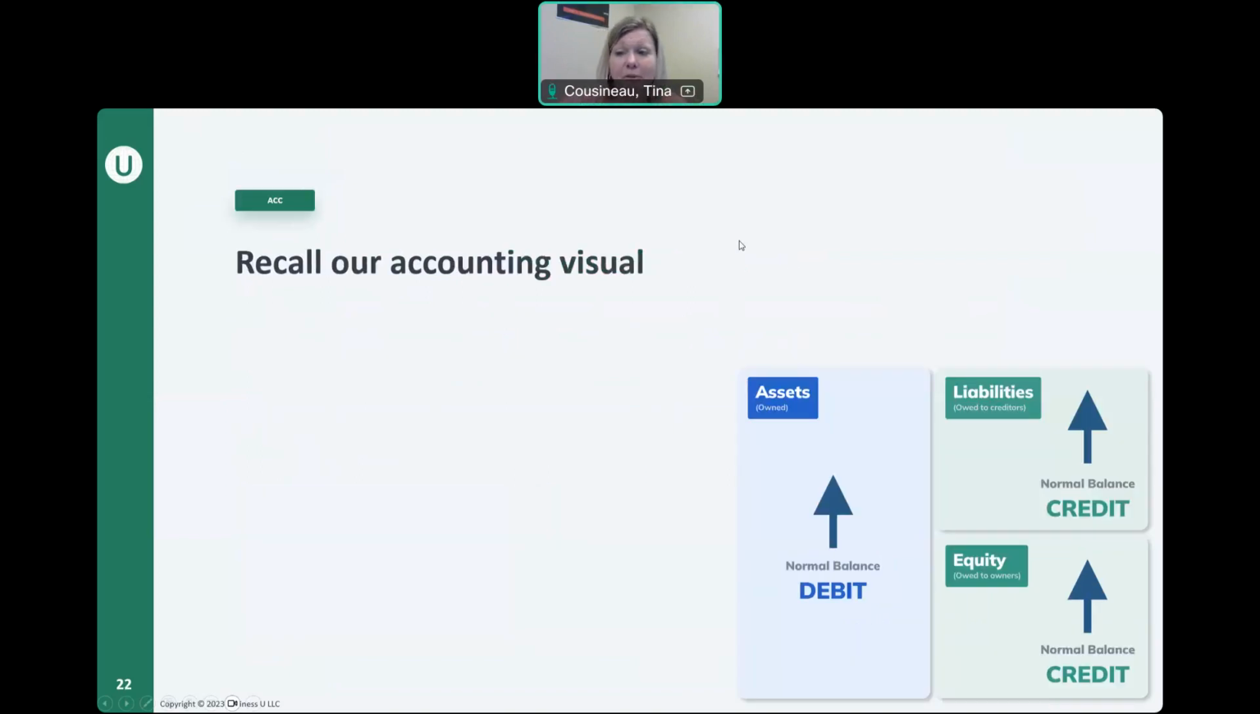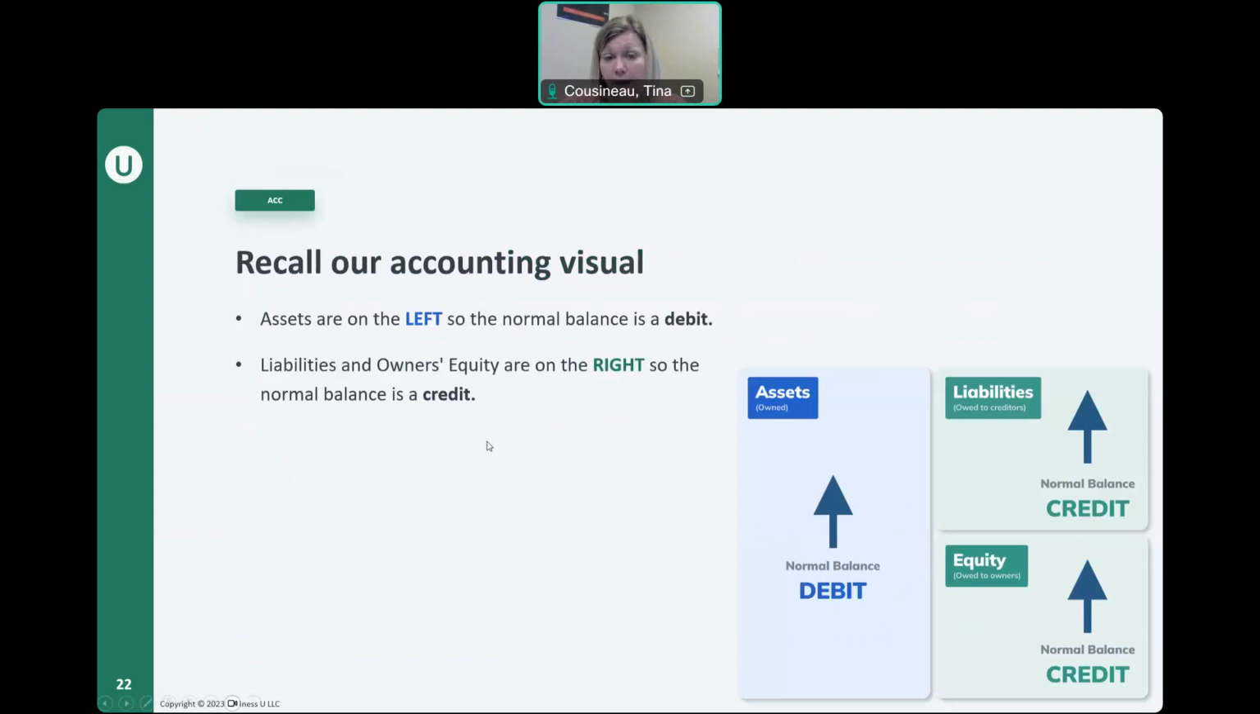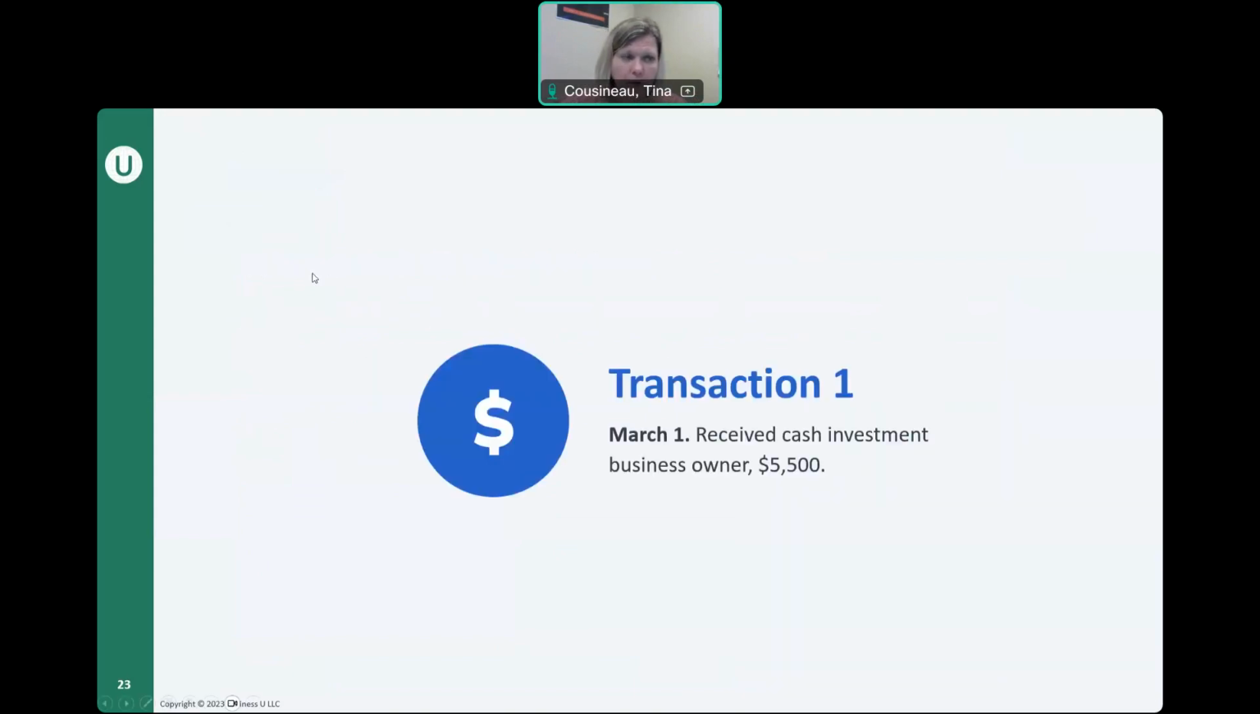All right, back to my favorite visual. We have our assets, we have our liabilities and our equity on the other side. Assets are debited, liabilities and owner's equity are credited. Assets on the left, liabilities and owner's equity on the right. Now, how do we apply this to a transaction? We learned what increases and what decreases, so how do we apply transactions to this debit, this credit, this T account?